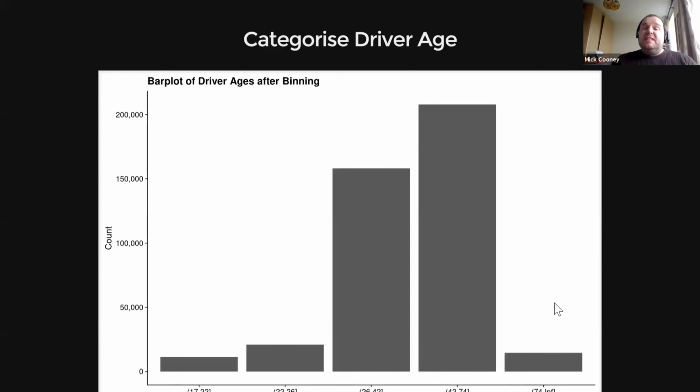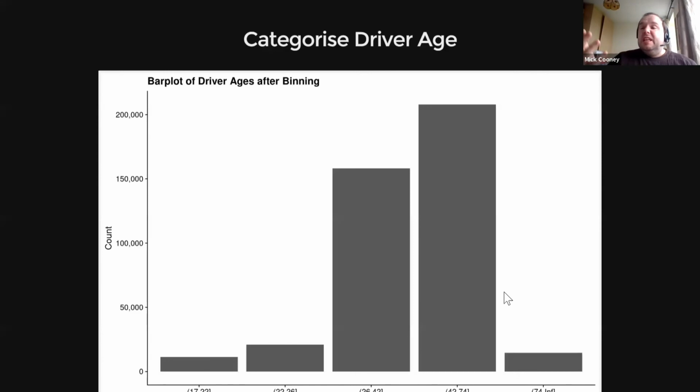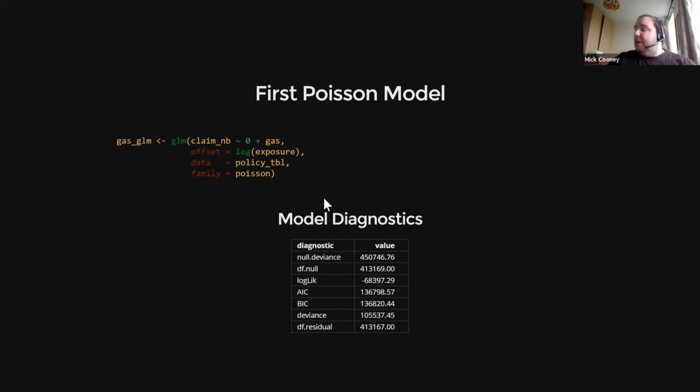So for simplicity's sake, I just binned it. I looked at the various breakpoints, came up with a couple of different categories, and binned them. We're going to use this in our model instead. You can see most of the policies are for drivers between the ages of, say, 25 and 75. That's where most of our book is based. Okay, so we're going to fit a Poisson model. For those of you who are unfamiliar with R, this is the R formula notation. We're fitting the claim count with a zero intercept and the binned variables, and we're just calculating the model off that. And we've got some model diagnostics.